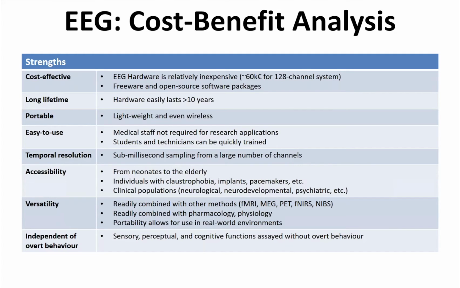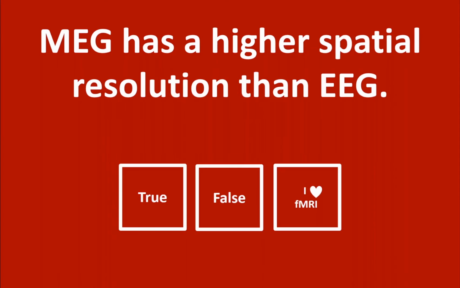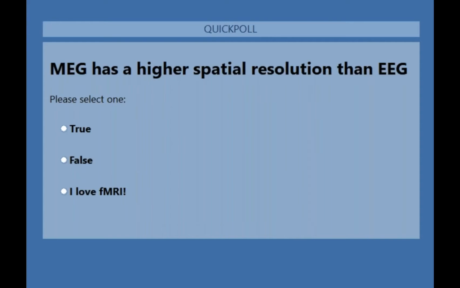So time for the next poll question. So get ready. MEG has a higher spatial resolution than EEG. True, false, or I love fMRI? You have 30 seconds for this. And you can only give one answer.